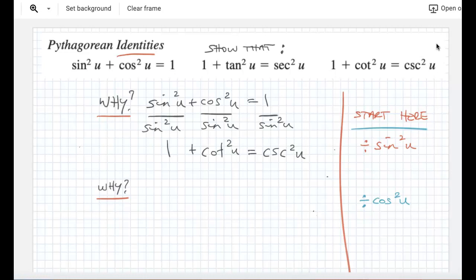Why don't you pause the video right now and actually do the show that would get us to that middle one. A little hint over here in the right-hand margin, in the top there: divided by sine squared u across the board. You try and get to that one in the middle. Pause the video and give that a shot.